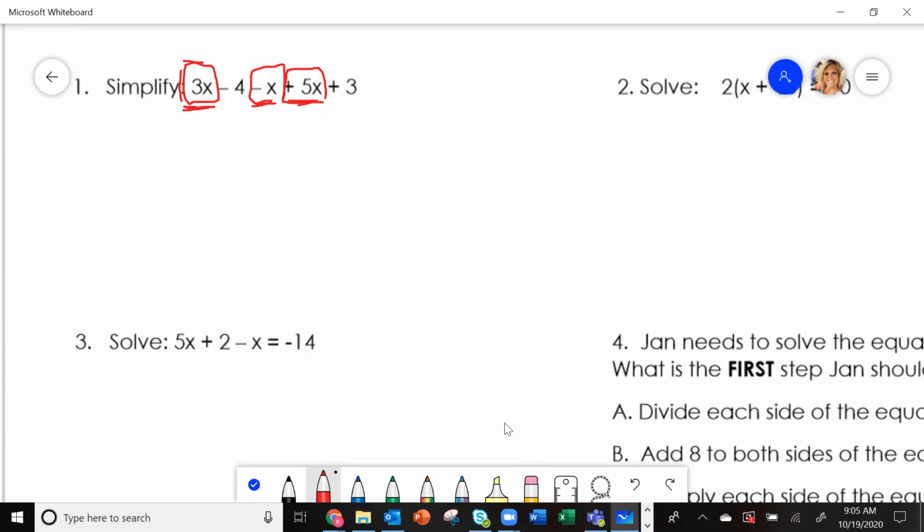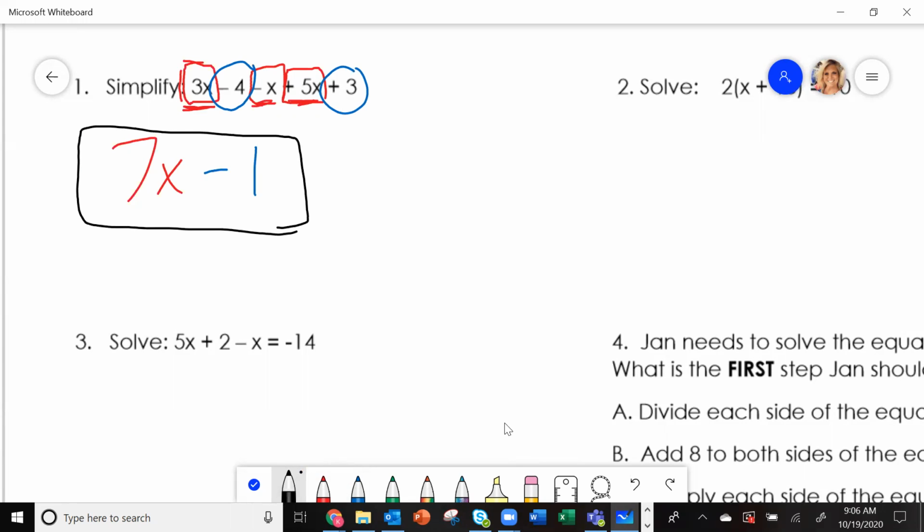When you add and put those numbers together, how many do you get? 3 minus 1 plus 5. That's 2 plus 5, so I get 7. So I have 7x. Then put together your units: -4 plus 3. That's -1. Now, this is your final answer because when it asks you to simplify, it just means to combine like terms and put together the things that are alike.